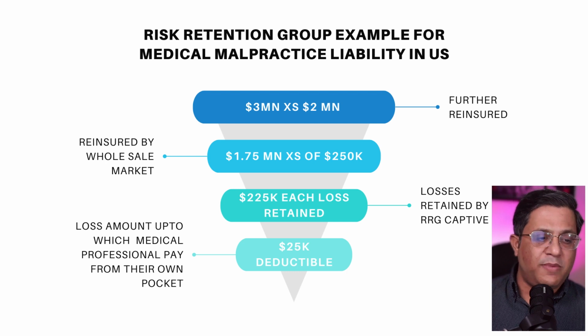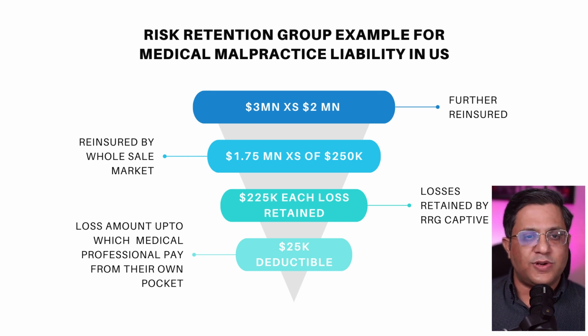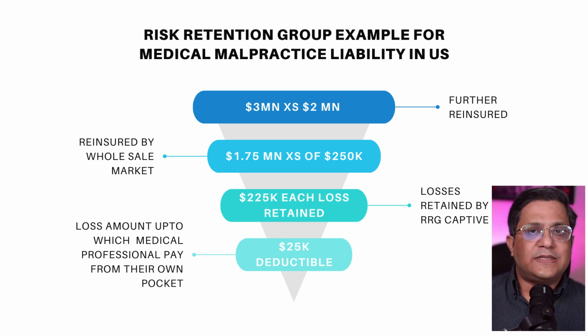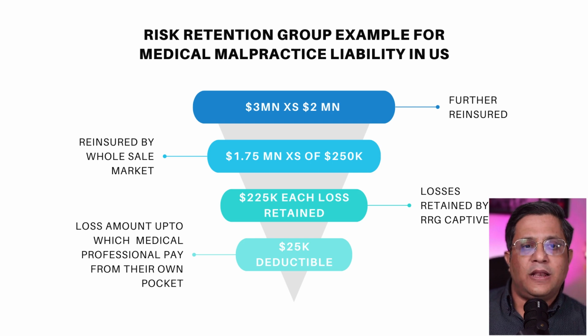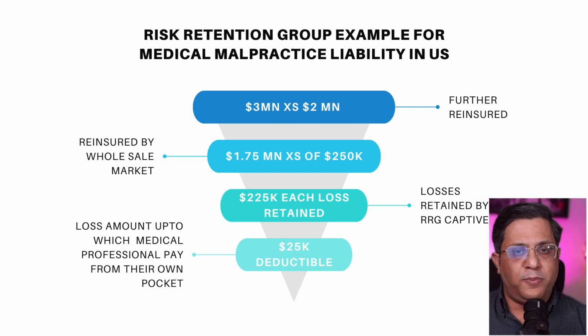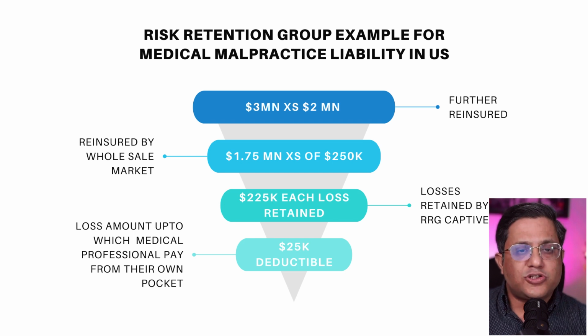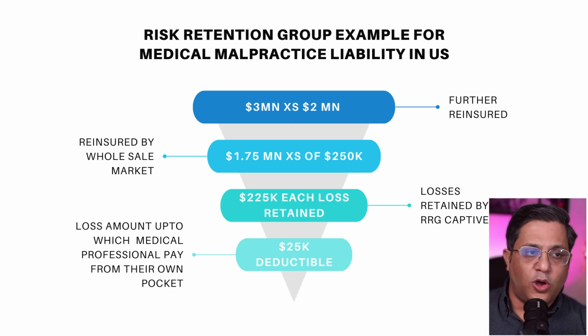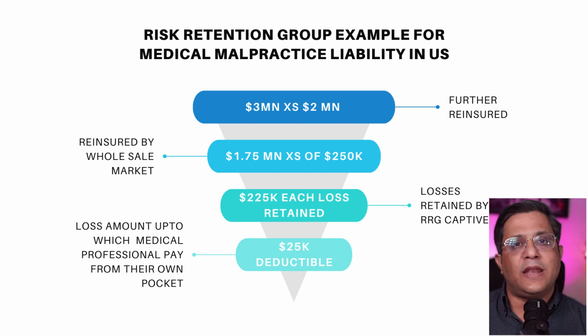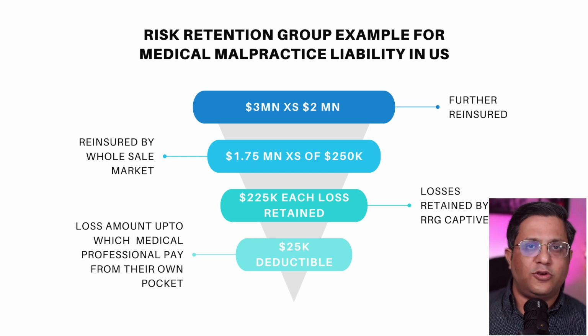In the US, the premiums for medical malpractice liability insurance are very high. So there are various groups of doctors who have formed these risk retention groups. For example, a captive can cover a liability of $1 million each accident and $5 million in aggregate for a doctor. And each doctor may be asked to have a deductible of $25,000. On top of that, the captive can cover a risk up to $225,000. So that is a total of $250,000.